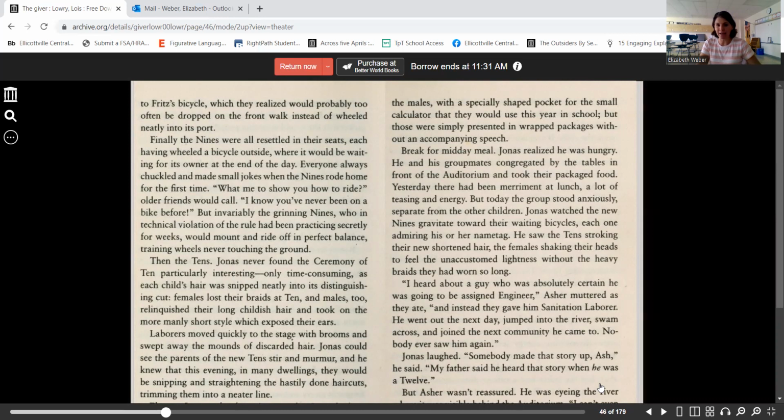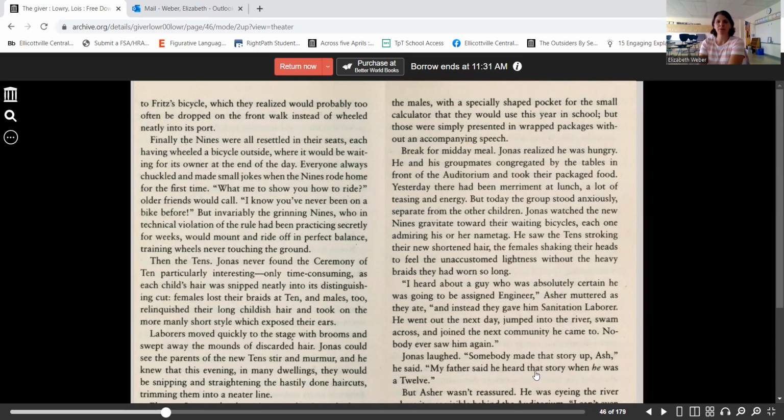"I heard about a guy who was absolutely certain he was going to be assigned engineer," Asher muttered as they ate. "And instead, they gave him sanitation laborer. He went out the next day, jumped into the river, swam across, and joined the next community he came to. Nobody ever saw him again." Think about what a sanitation laborer might be. Sanitation. Maybe a garbage man. It's important.